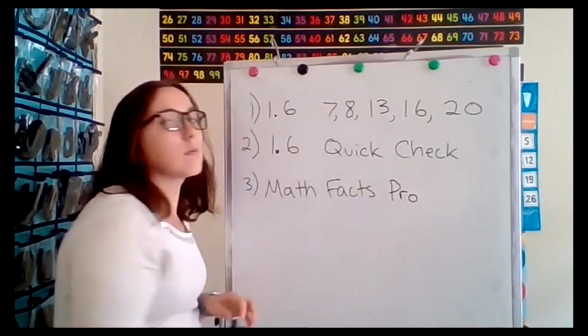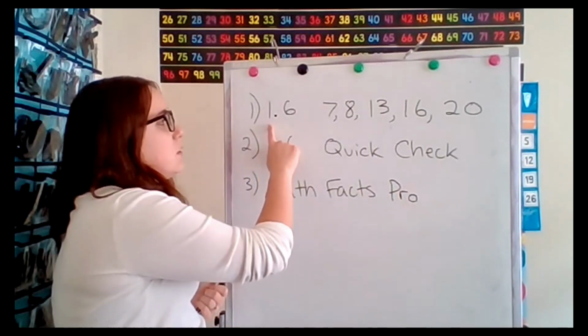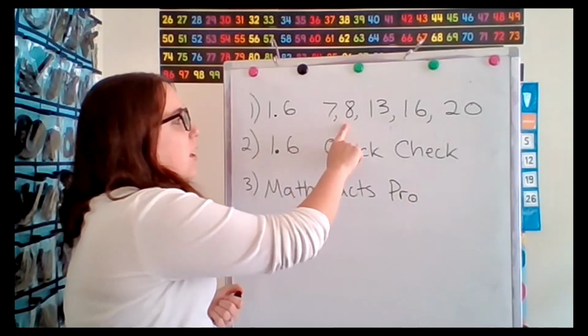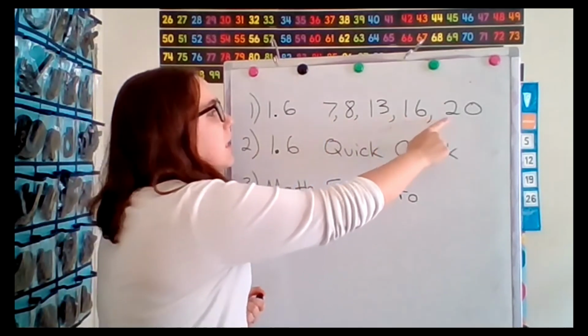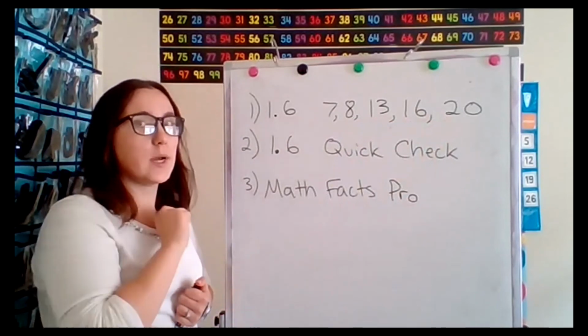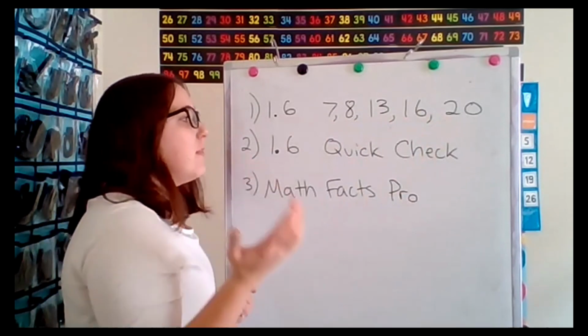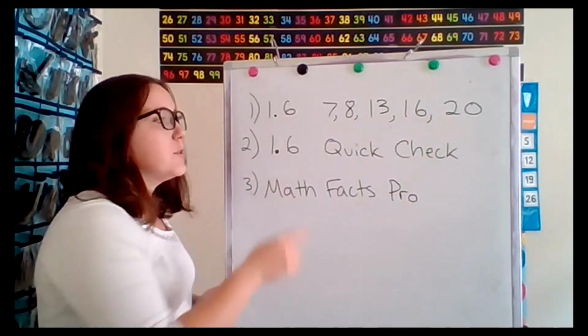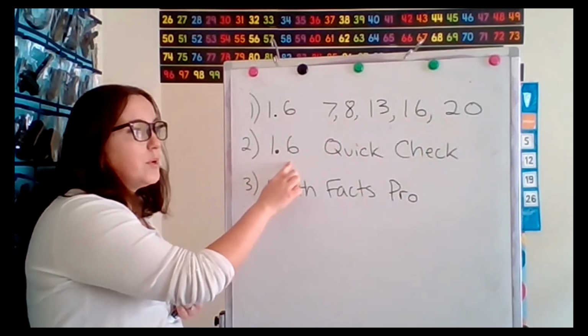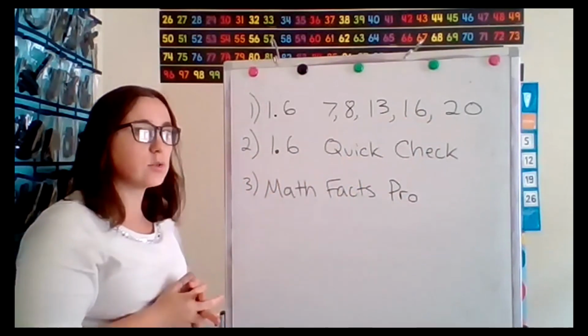Nicely done today. Let's go look at your assignment. Okay, so here are your problems that you need to do today. You need to do numbers 7, 8, 13, 16, and 20 in your workbook. So remember, if you need to pause the video to write these down or to circle them in your workbook, go ahead and do that. And then when you're done with your workbook problems, you need to do the 1.6 quick check. It'll probably be under today's date in your Google Classroom, okay?